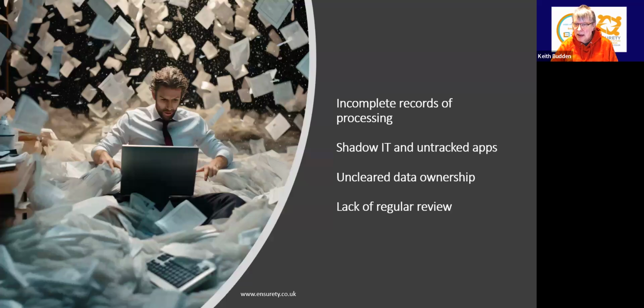Shadow IT and untracked apps. This is becoming another biggie now, particularly with the rise, and it is a rise, with the genie's out of the bottle with AI. Because people are creating things in AI, maybe uploading information into ChatGPT or into Claude or into whatever the next flavor of the month AI engine is. And they're not actually thinking about mapping where that goes and why, and can they even do it? Do they have permission to do it?